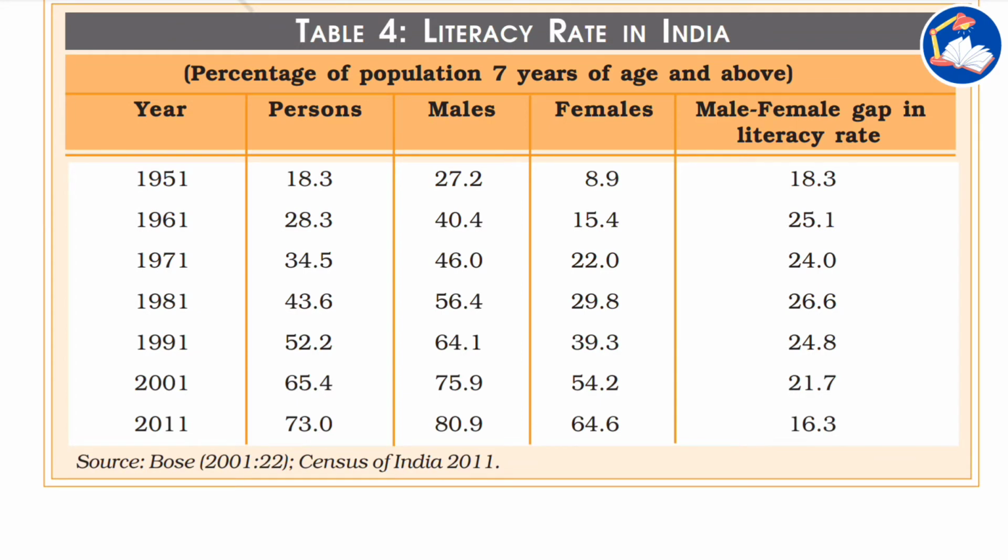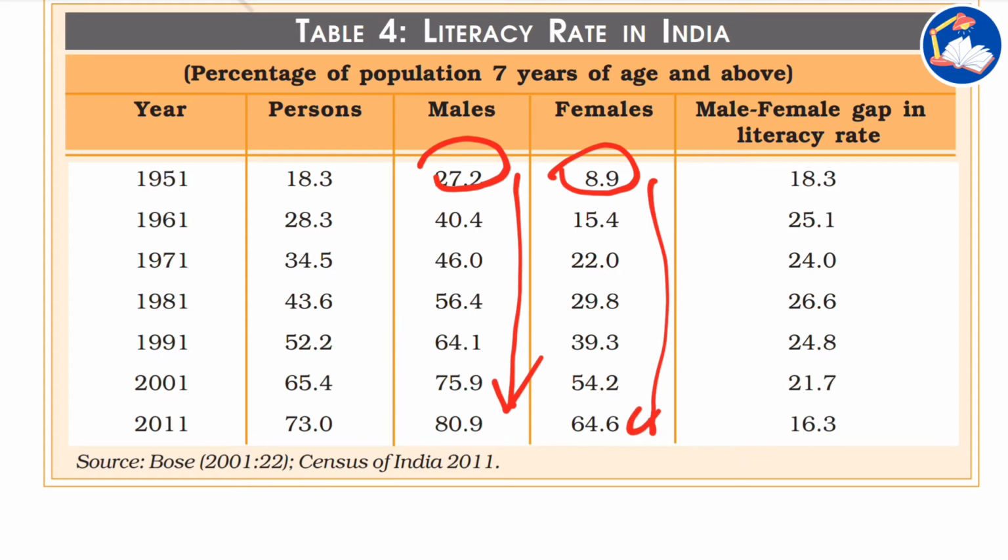Okay, now literacy rate in India. We can see that from 1951, male literacy was 27% and it has increased to 80%. Okay, and at that same time in 1951, female literacy was 8.9%, and finally in 2011 it increased to 64.6%. Okay, and the gap between the two has narrowed in a zigzag manner, but it has continued to reduce, and in 2011 it is the lowest of all.